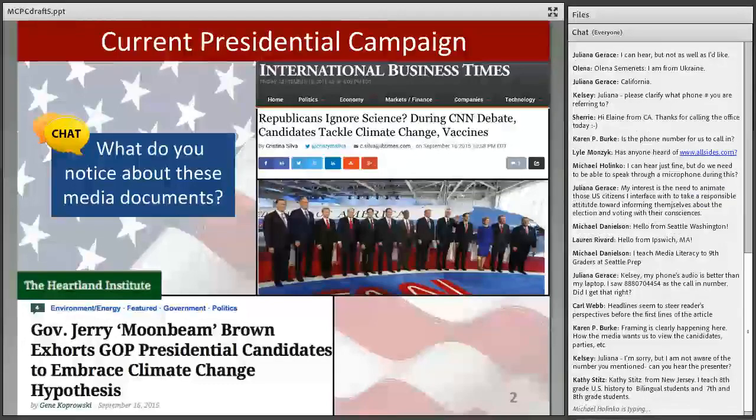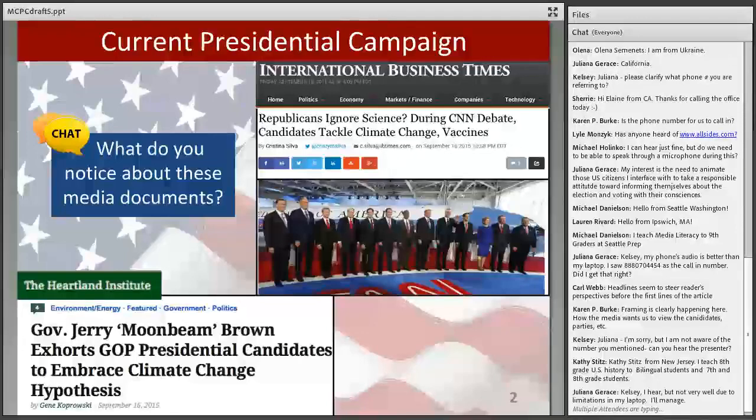With Karen's first response on framing, one of the key things we'll be talking about is the constructive nature of media documents and what those frames are, who's making them and why. As Carl points out, headlines themselves, even before you get to the text and pictures, oftentimes tend to steer how we look at things one way or the other.